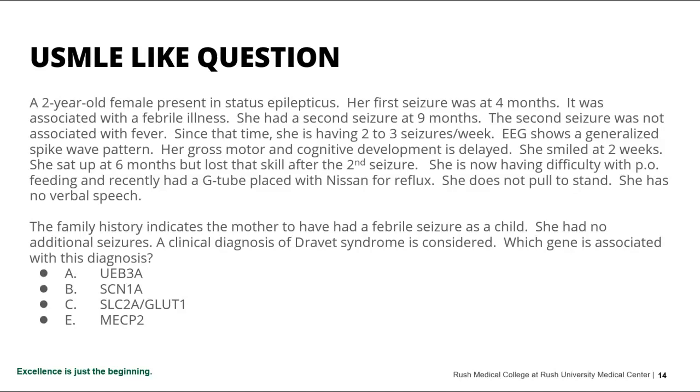A clinical diagnosis of Dravet syndrome is considered. Which gene is associated with this diagnosis? And the answer is SCN1A. UBE3A causes Angelman syndrome, which we'll talk about next year. GLUT1 would be the disorder with the glucose transport and the ketogenic diet, and MECP2 causes Rett syndrome. And again, we're going to go through the rest of these over time, but that is the answer to this question. So that concludes this lecture.